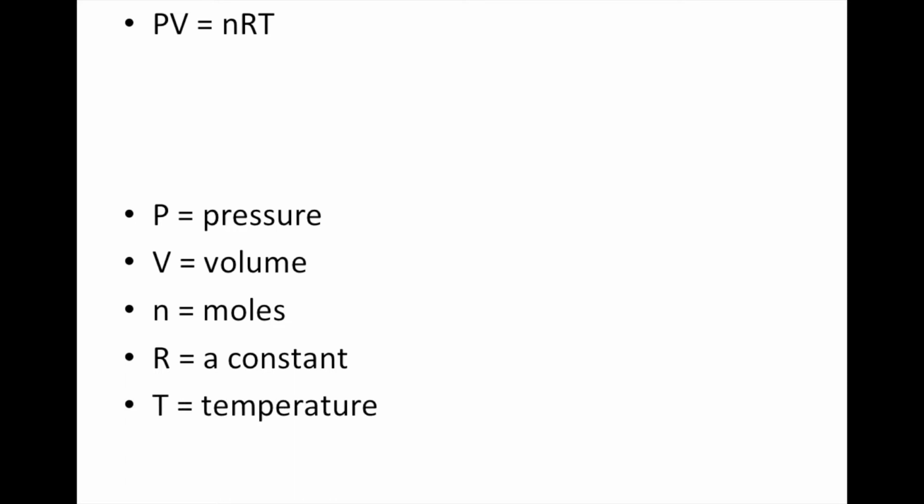Okay, let's say that we somehow increase the temperature of a gas. Since the equation is PV equals nRT, increasing T means that the right side of the equation increases. Then, according to the ideal gas law, the product of the pressure and the volume must also increase in order to maintain the equal sign.